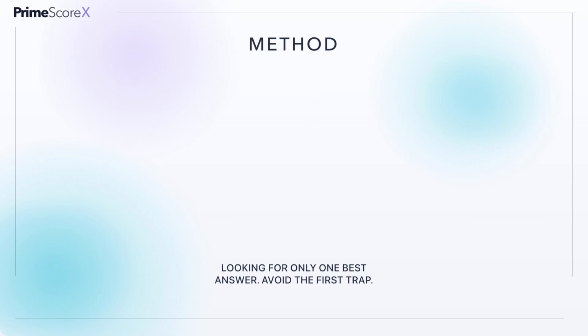The first trap is looking for only one best answer. This usually happens when a student moves too quickly, trusts a familiar-looking answer, or skips the instruction line. The fix is to pause long enough to identify the exact task before committing to the response.